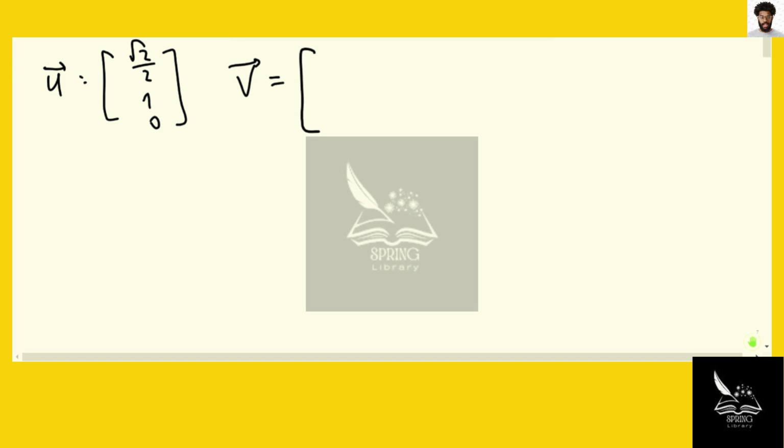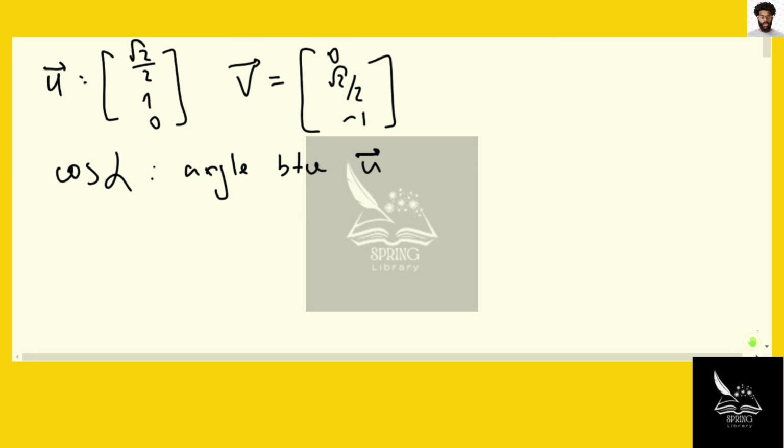We have to calculate the angle between two vectors and then find the vector which is perpendicular to the first vector. So the first vector is vector u with the coordinates of square root of 2 over 2, 1, 0. And the second vector is vector v, which is 0, square root of 2 over 2, negative 1. So first let's calculate cosine of alpha, which is the angle between vectors u and v.